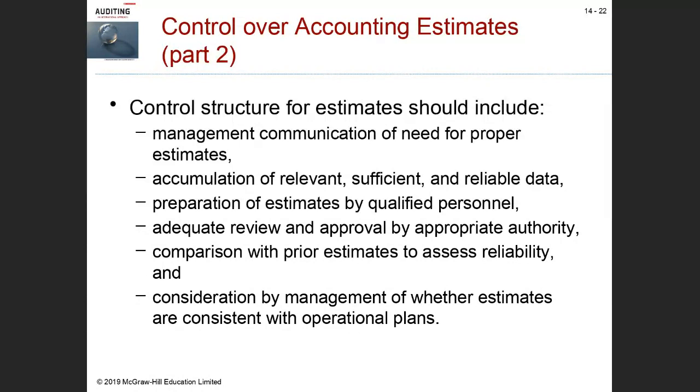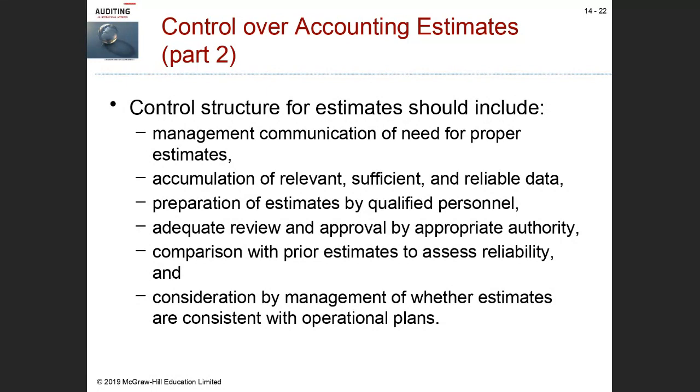So what types of controls can management put in place to ensure that any numbers dealing with accounting estimates are appropriate? Again, this is discussed on page 631 in the text. So the types of controls could include management communication, the voice from the top just saying, hey, it is important that we have proper estimates in our accounting records. In coming up with estimates, it should be based on relevant data, enough data, and data which is reliable. So where's our data coming from that we're using to prepare estimates? Is it relevant, sufficient, and reliable?